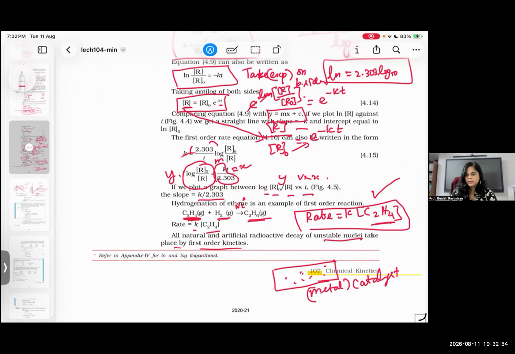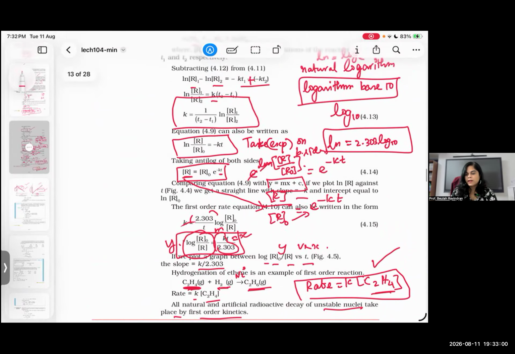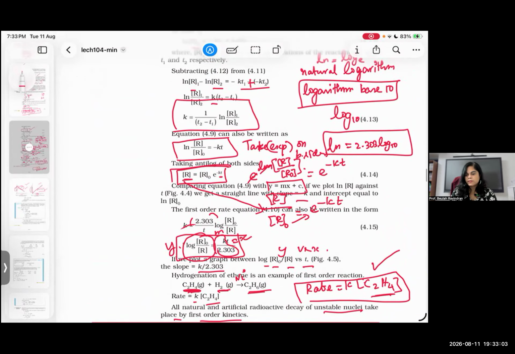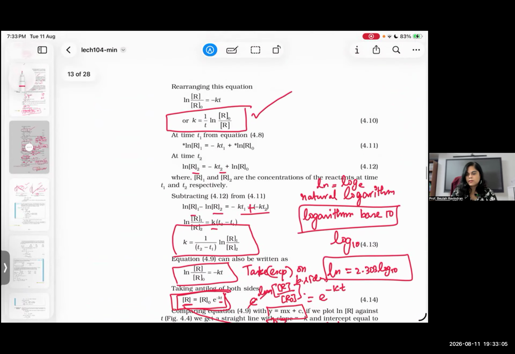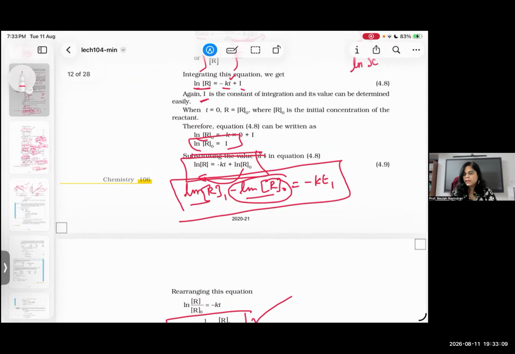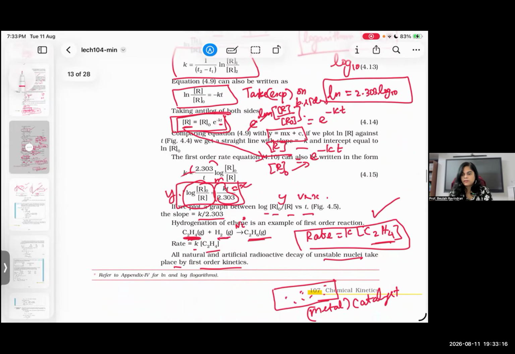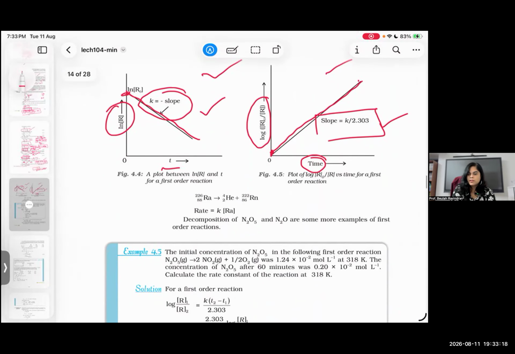So these two examples you have to take down. This is the reaction. You know how it comes. And another one is this reaction. You can take this one also. Equation 4.9 and equation 4.15. This is 4.15. Sorry, this one is 4.9, and this is 4.15.